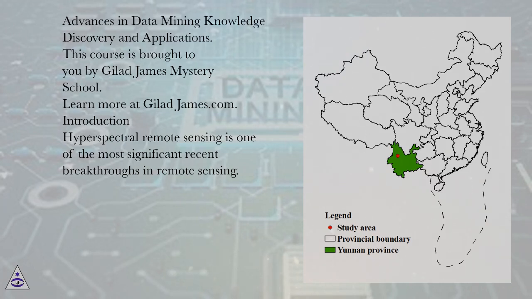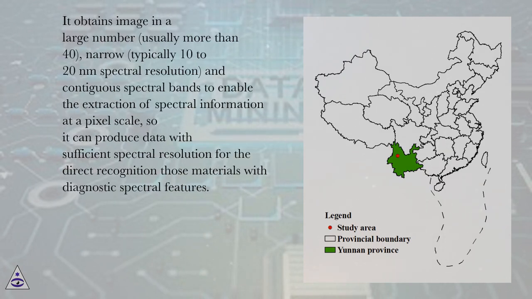Introduction. Hyperspectral remote sensing is one of the most significant recent breakthroughs in remote sensing. It obtains images in a large number, usually more than 40, of narrow, typically 10 to 20 nanometer spectral resolution, and contiguous spectral bands to enable the extraction of spectral information at a pixel scale, so it can produce data with sufficient spectral resolution for the direct recognition of those materials with diagnostic spectral features.